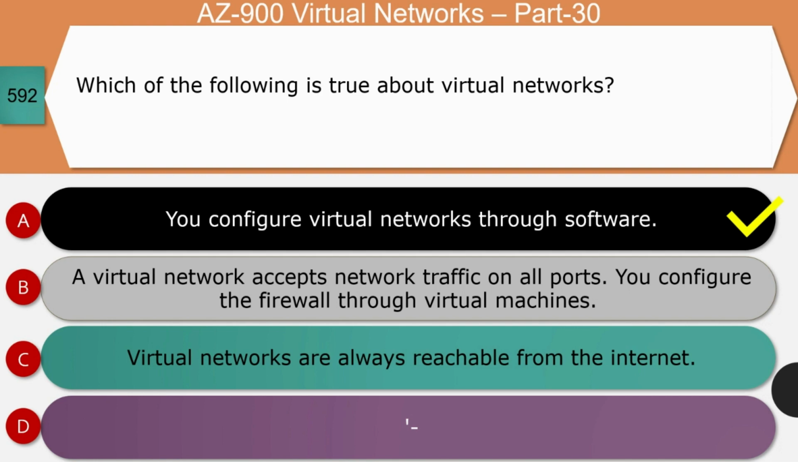Let's see the reason. First, virtual networks are not always reachable from the internet. So that is a wrong answer because virtual networks are designed to be more secure and the rules are set up to reach a node in the virtual network. Next one, a virtual network accepts traffic from all the ports. That is also false because of the rules set for security setup. Next, you can configure the firewall through virtual machines. You cannot configure the firewall using virtual machines. However, you can configure virtual networks through the software. And so the right option for this question is option A.